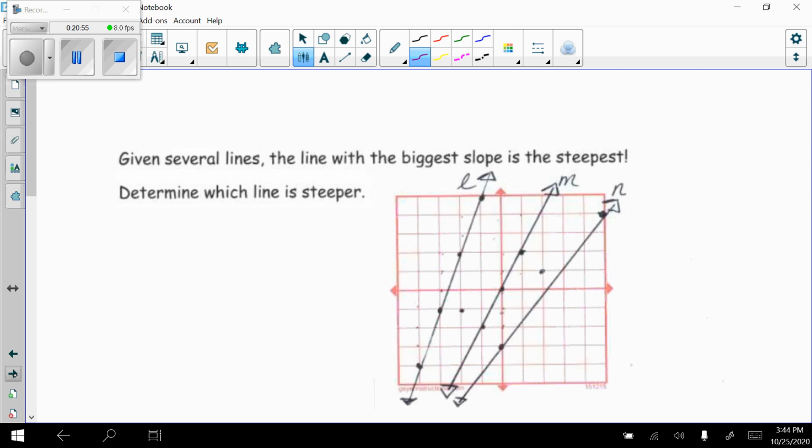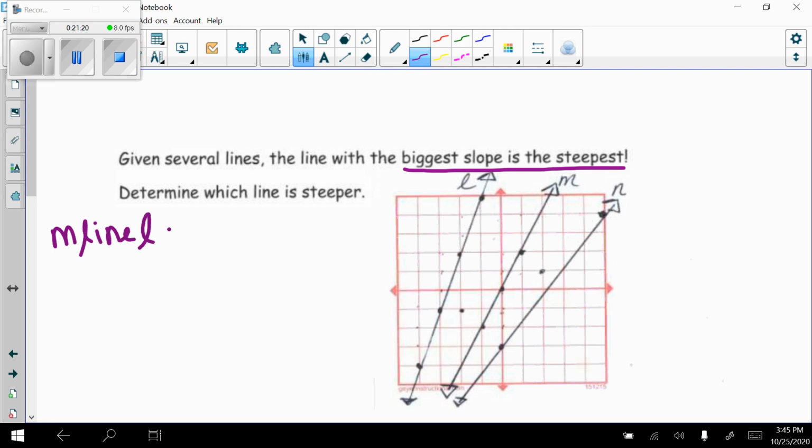So here, this one, it says, given several lines, the line with the biggest slope is the steepest. Okay, so biggest slope is the steepest. That is the important thing to remember. So they're asking me to determine which line is steeper. So I need to find the slope of each of these lines and then determine which of those numbers is the largest number. So we'll start with the slope of line L.